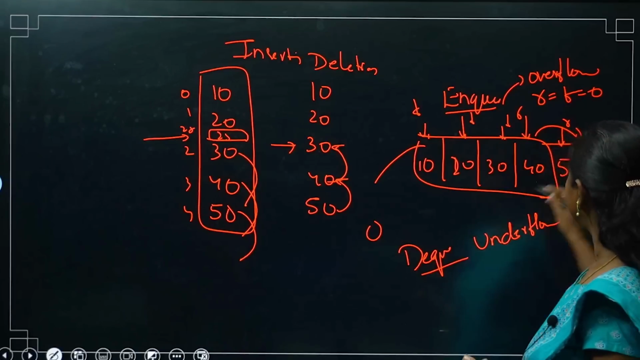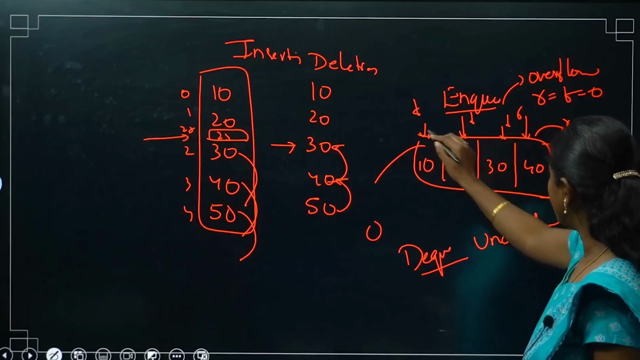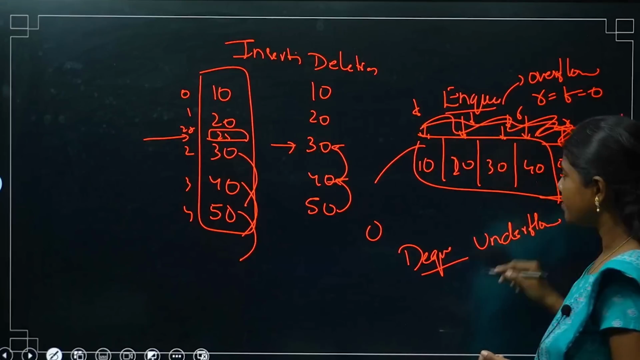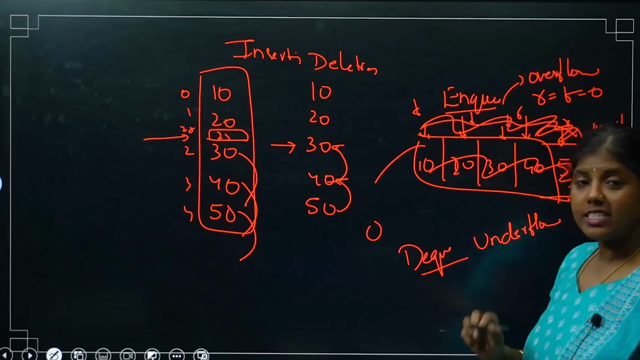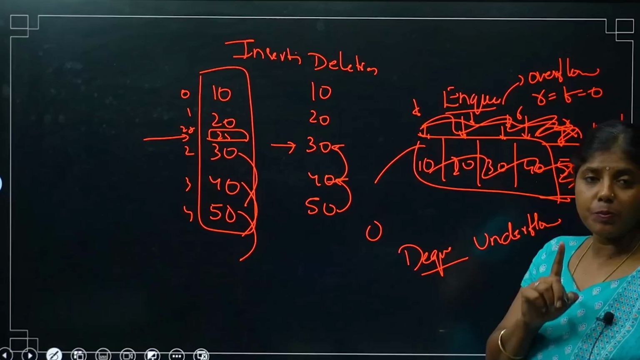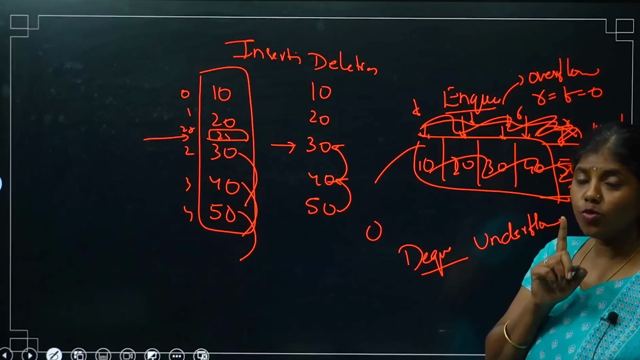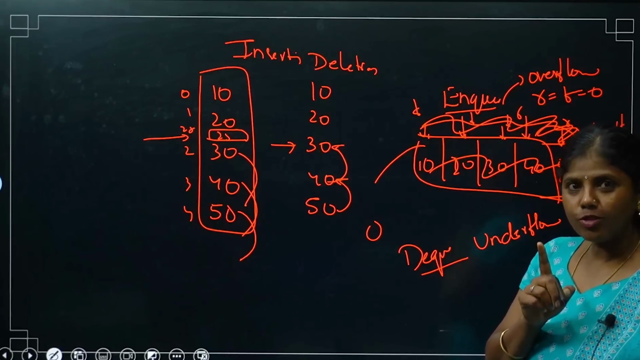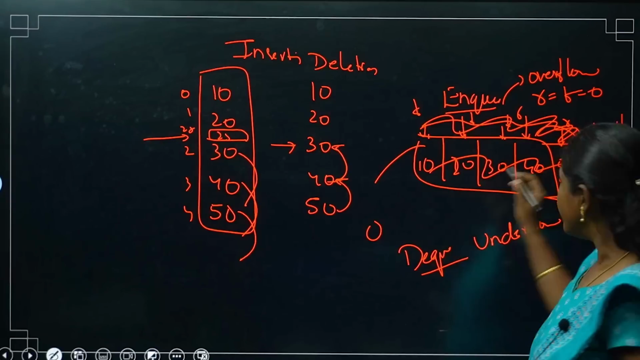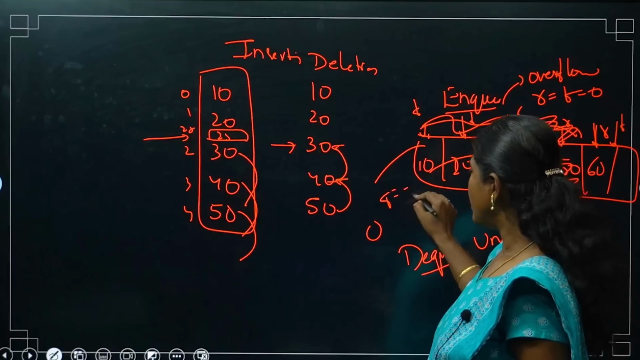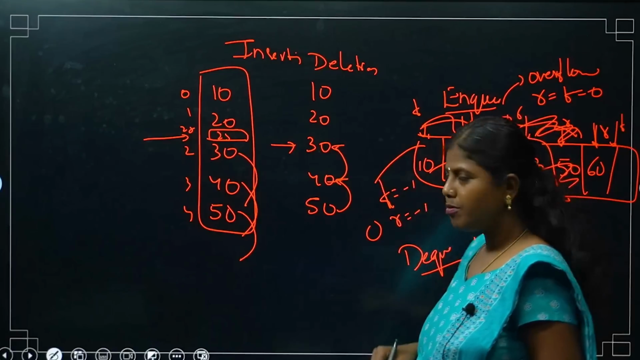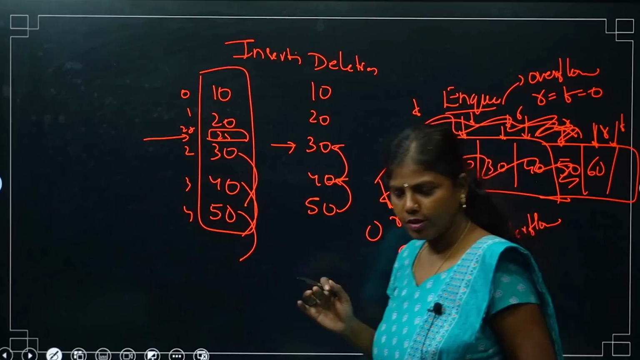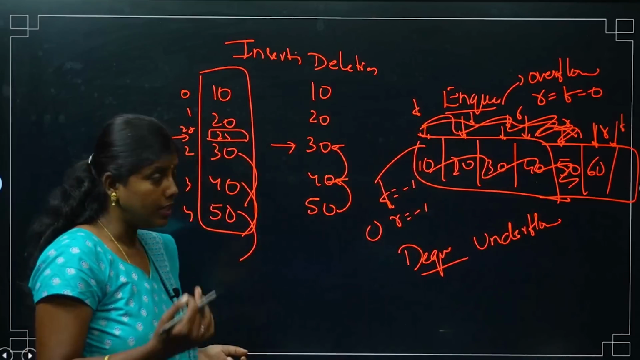What if, after taking out everything, let's consider this is not there. My rear is also here, my front is also here. That means there is only one element. A special case will arise for DQ. If there is only one element in the queue, rear is equal to front. After taking out the element, what do you have to do? Reinitialize front and rear to -1. So this is about the algorithm of NQ operation and DQ operation, inserting an element and deleting an element.